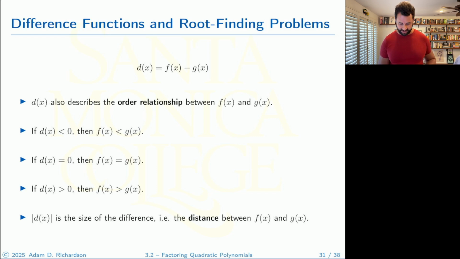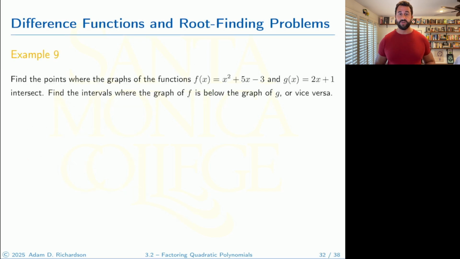And even better, the absolute value of d of x is the size of the difference. It's literally the distance between those two values, the distance between the two graphs of those functions. So by characterizing everything in terms of this difference function, the analysis of the problem becomes easier. Okay, that's the big idea. And now let's use it. Let's try it. Here we go. We're going to do a simple example.